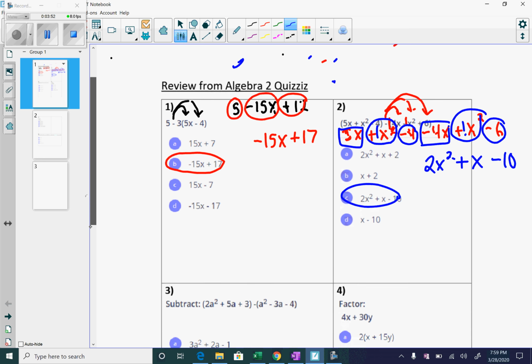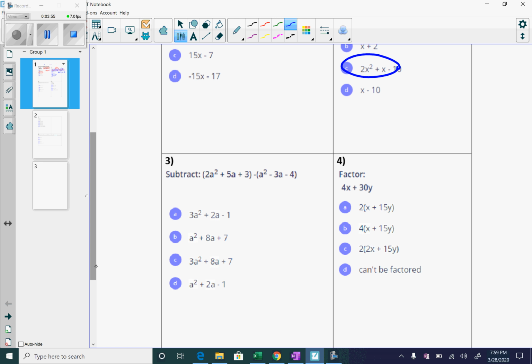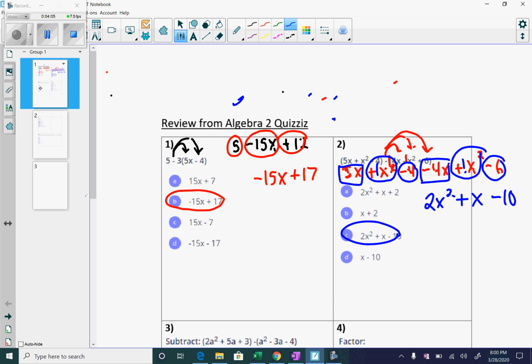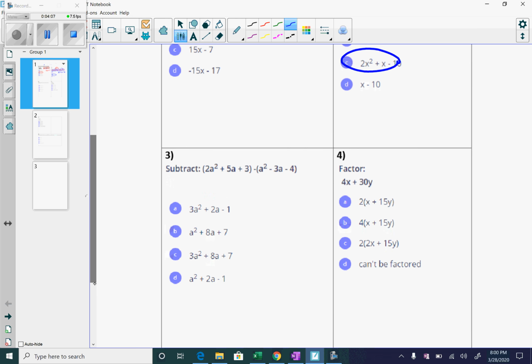Okay, number 3, similar problem. Again, we are distributing -1 to everything in that second set of parentheses. Everything in the first set is just going to come down in the same way. We don't have to change anything. So we're going to get 2a squared plus 5a plus 3. Again, now everything in the second set of parentheses changes sign. So that's going to become -a squared plus 3a plus 4.